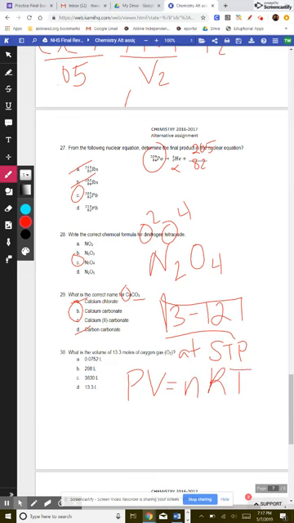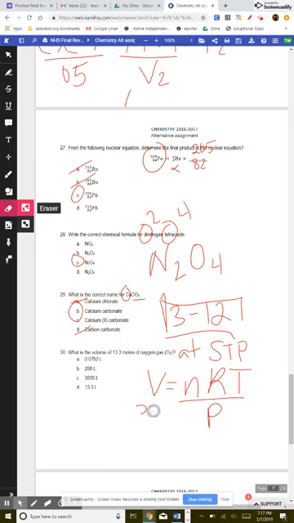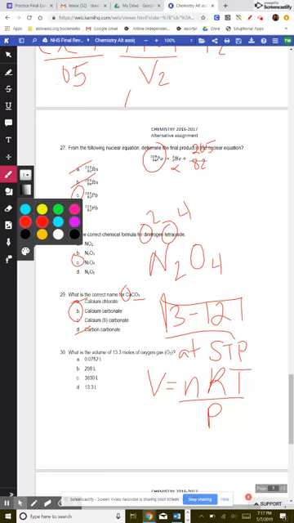Okay, so we're trying to solve for volume, so that means we need to move P to the other side. So volume equals nRT over P. N represents moles, and I was given 13.3 moles.